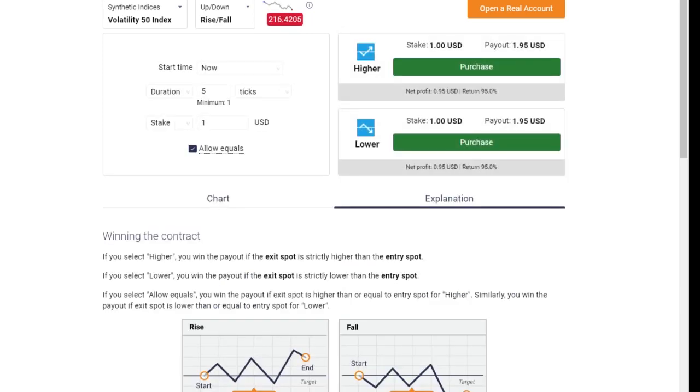This is a good strategy. Memorize the secret numbers and then practice on the demo account well. Make sure to enter the trade at the perfect entry point. When the market goes up, you enter a lower trade, and when the market goes down, you enter a higher trade. Let's look for another trade to enter.